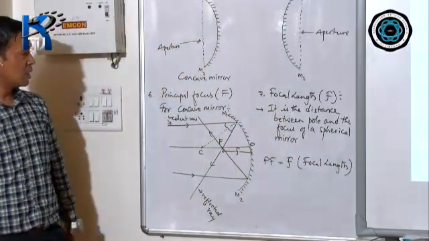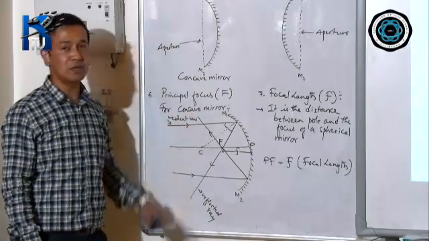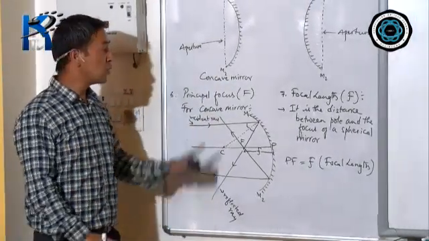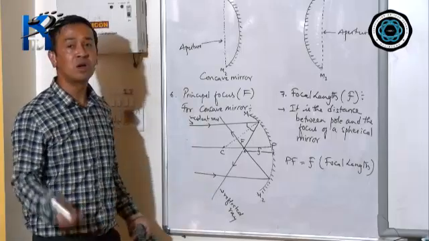But remember this, we defined this only for concave mirror. So still we can define for convex mirror. So let me define for convex mirror also.